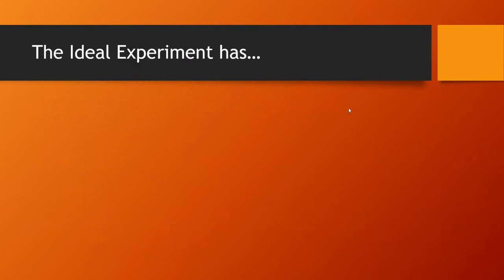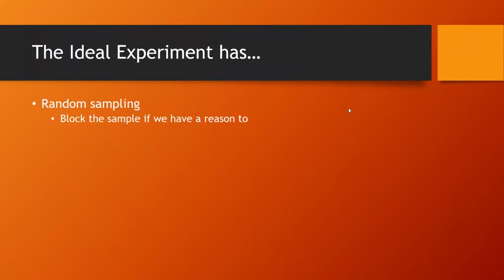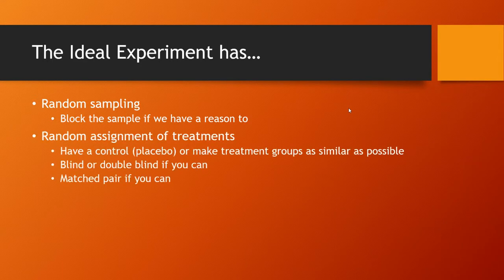So the ideal experiment has random sampling, and we can block the sample if we have a reason to. Again, blocking is just like stratifying, but we break our sample up into groups after we have our sample, and we have to have a reason. The ideal experiment has random assignment of treatments, and why? Well, it has to have a control, so we're going to have a placebo, or to make the treatment groups as similar as possible, so that all of these things are helping minimize any kind of confounding variables.